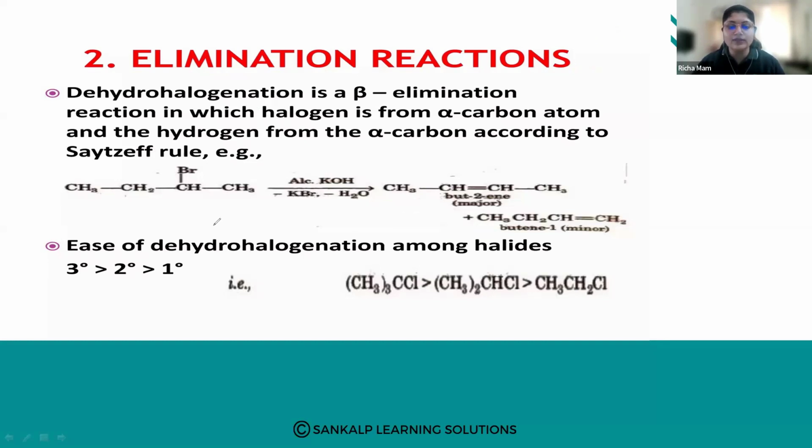In SN1, the attack can take place from the front and also from behind. The possibility is 50% retention of configuration and 50% inversion of configuration. So it is said to give a racemic mixture.